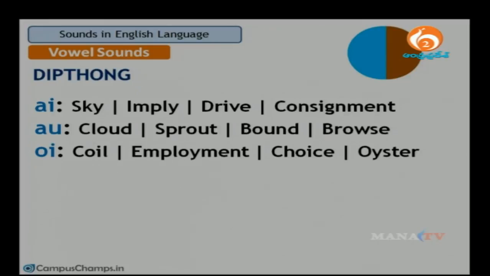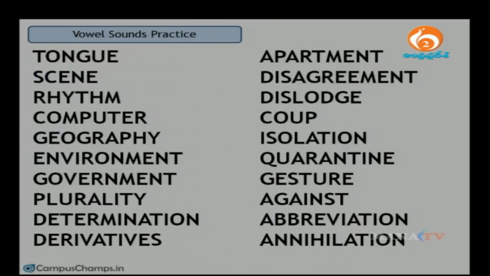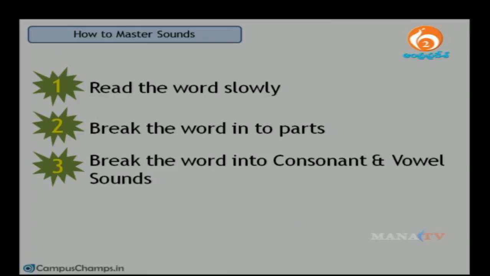So how do you master your sounds? You need to practice. So read the word carefully, break the word into parts, basically in terms of syllables. Break the word into consonant and vowel sounds. If you are effectively able to do this, you will master the consonant and vowel sounds, and in turn that will lead to a perfect pronunciation.